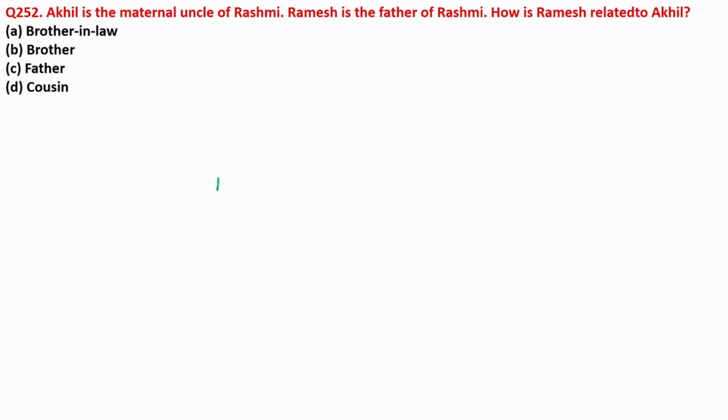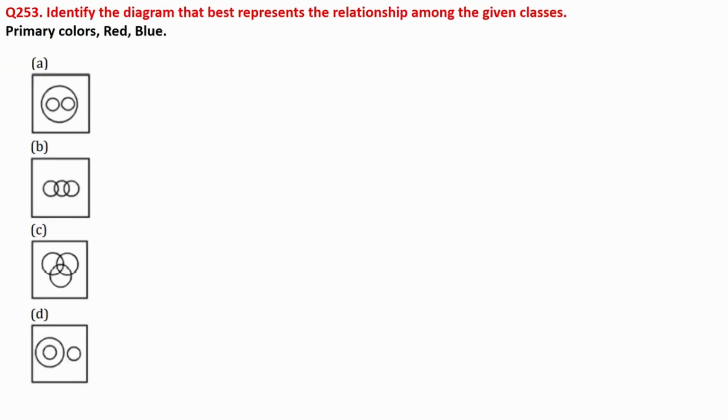So, Akhil is the maternal uncle of Rashmi. Maternal uncle means Rashmi's mother's brother is Akhil. Maternal uncle means mother's brother. And Ramesh is the father of Rashmi. Then how is Ramesh related to Akhil? Ramesh is Akhil's sister's husband. Sister's husband is always a brother-in-law. Again, the option is A, guys. Very good, Manushree. Just go through the questions and post your answer in the comment section, guys.